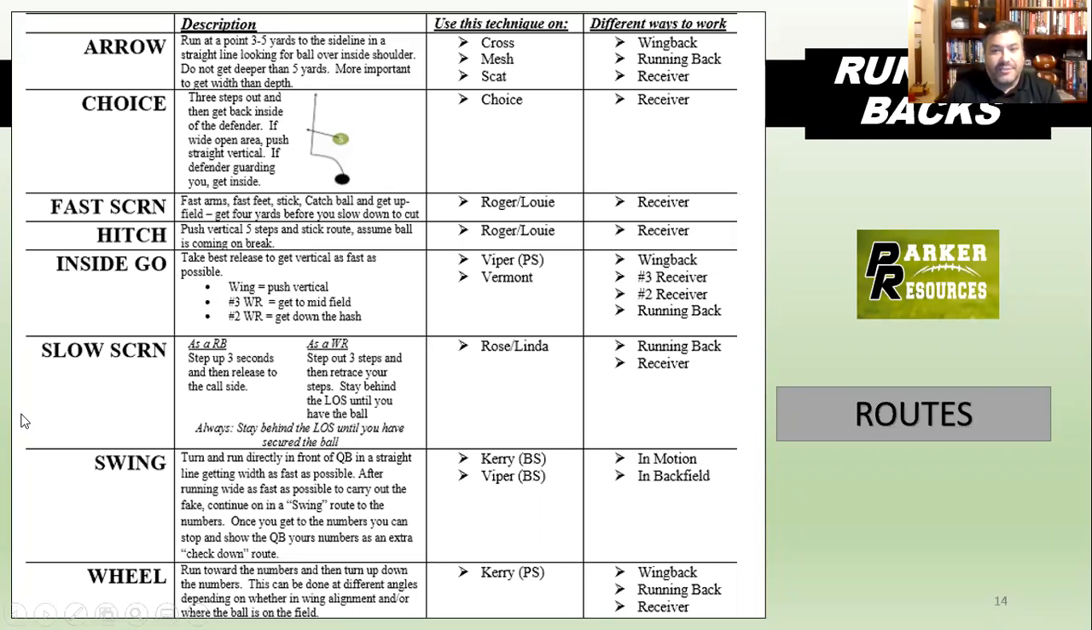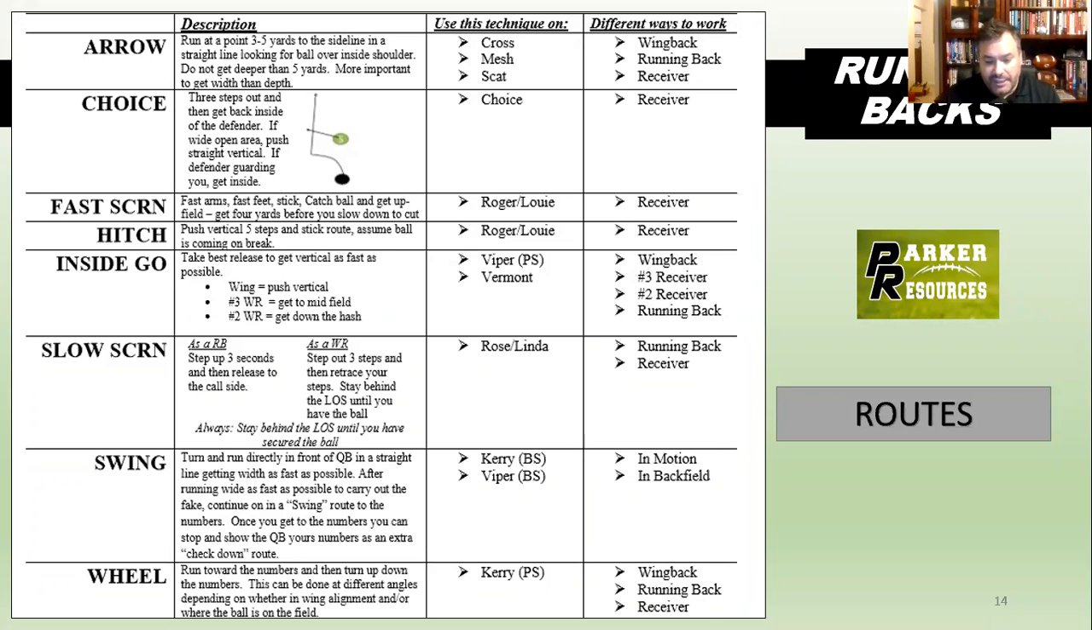These are the routes we ask the running backs to do. So every play we've already shown you in this series, these were the routes. They're running an arrow. They got the choice route. They're going to run a fast screen, hitch, inside go, slow screen, swing or arrows. Swing and arrow, kind of similar. But a swing, in the case we're going to talk about, they come across the field, fake buck or jet, and then run the swing off of that. That's what that's talking about. And then a wheel. So those are the routes we got.